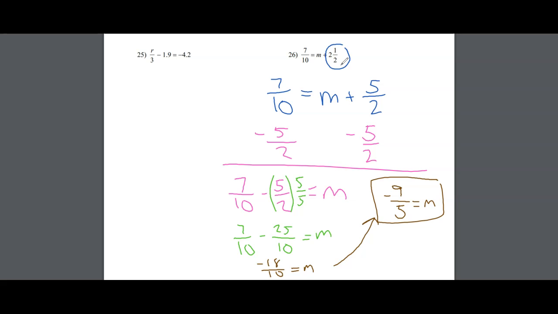So the last 5 problems, you will have to convert some fractions to ones that have common denominators before you add or subtract them.